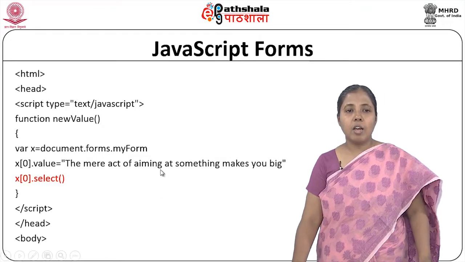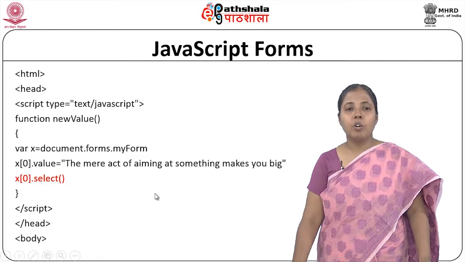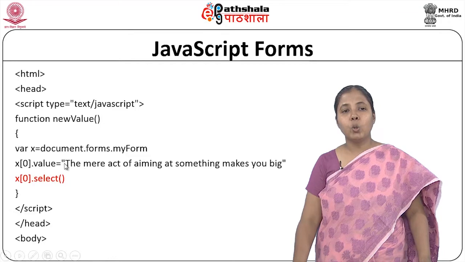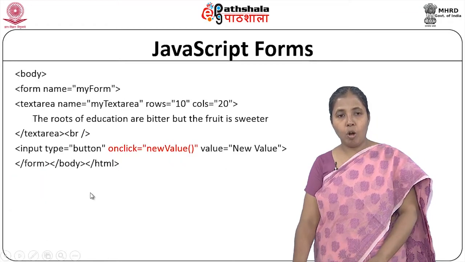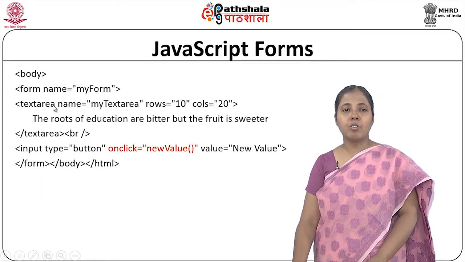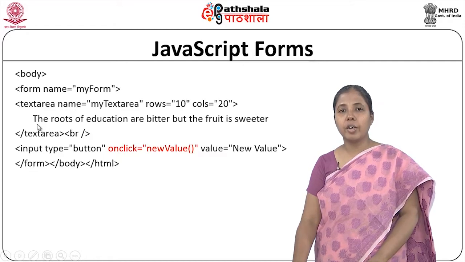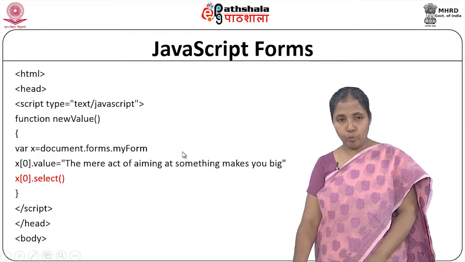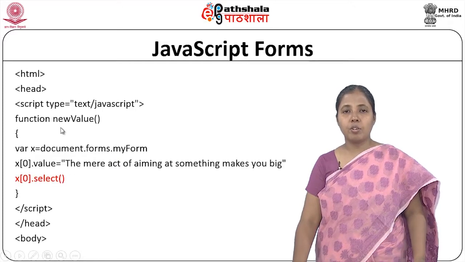And then this is another example where we will work with the select method. So, here too you have a form and then there is a text area. We have created a text area. Initially the text that appears in the text area is "The roots of education are bitter, but the fruit is sweeter." And we have a button called onClick. So, when you click the button, it calls the function called newvalue. Let us see what is written in newvalue.